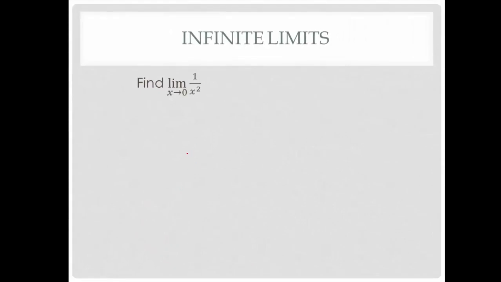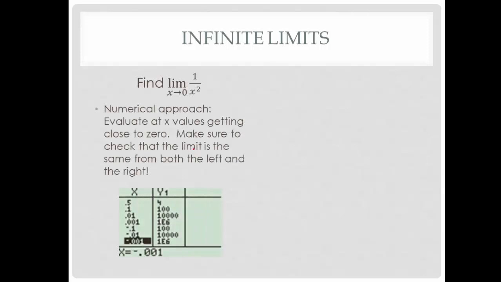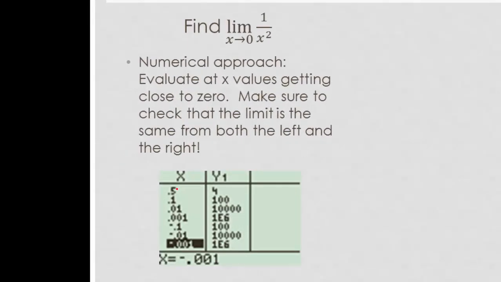So let's take a look at the limit as x approaches 0 of 1 over x squared. Now we can do this numerically or graphically. Those are the two approaches we have discussed thus far. If we evaluate it numerically, we evaluate at x values getting close to 0. But now that we've talked about left and right hand limits, you need to make sure that the left and right hand limits agree. So for example, if you're coming at 0 from 0.5, 0.1, 0.01, 0.001, are you coming at it from the left, or are you coming at it from the right?